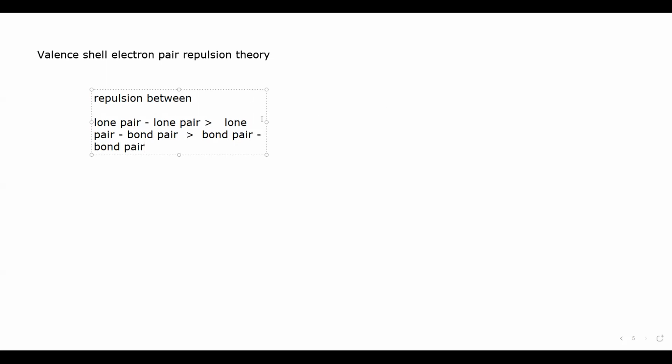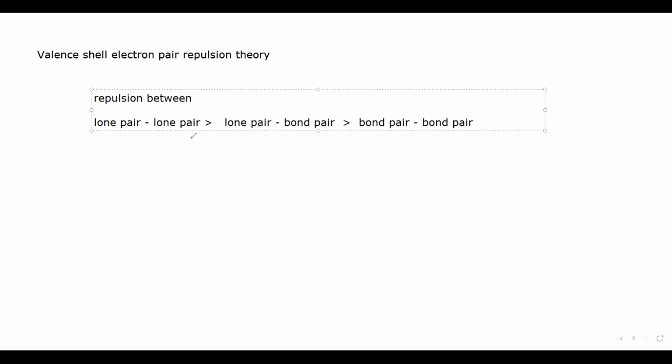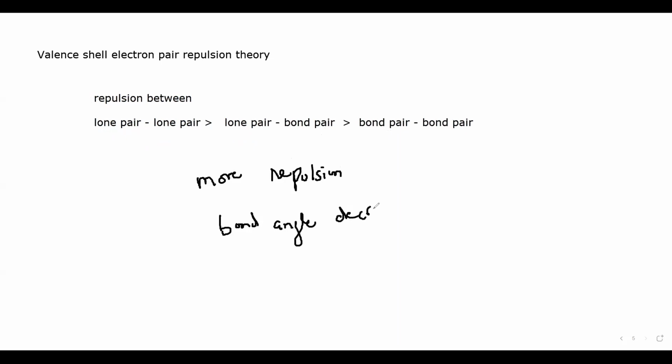So this is called valence shell electron pair repulsion theory: a lone pair has more repulsion with a lone pair than a lone pair with a bond pair, and those have more repulsion than a bond pair with a bond pair. So what is the effect of increasing repulsion? If they have more repulsion, the bond angle will decrease.